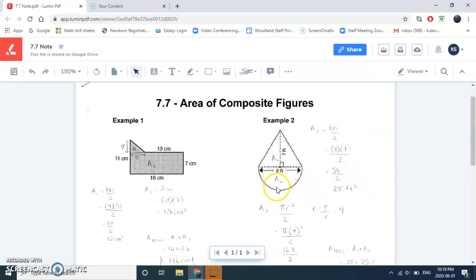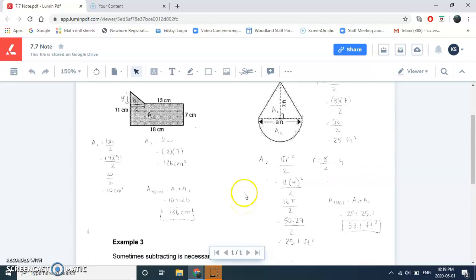All right, next up we have to do A2, which is our circle. Now if we look back at our formula page for area of a circle, we see that it's pi times r squared. Okay, that is not r times 2. Pi r squared. We did that way back in our first unit. Then we're going to divide it by 2 because it's half of a circle.